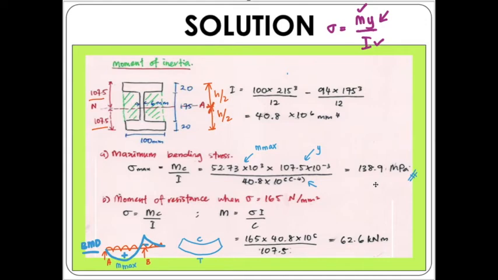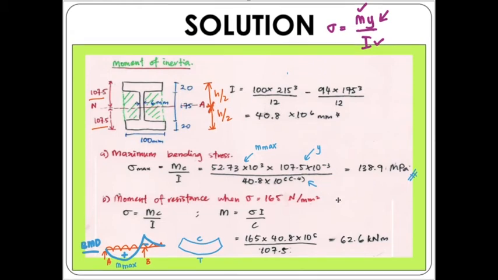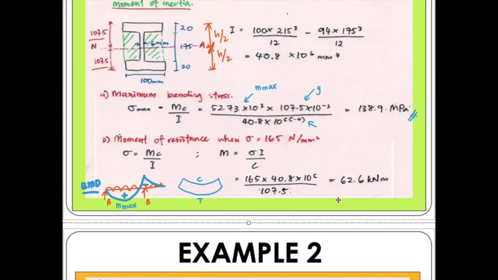Since we have a section that is symmetrical on top and bottom, this maximum bending stress is similar on top and also bottom. So we are going to have a negative bending stress on top, which is under compression, and positive bending stress at the bottom, which is for tension. So that is for the maximum bending stress.